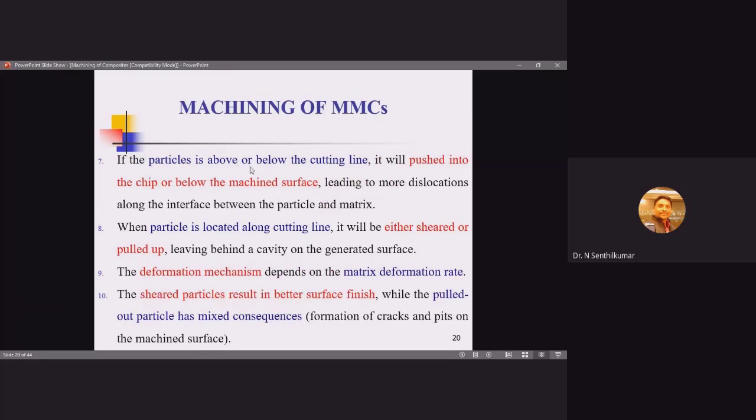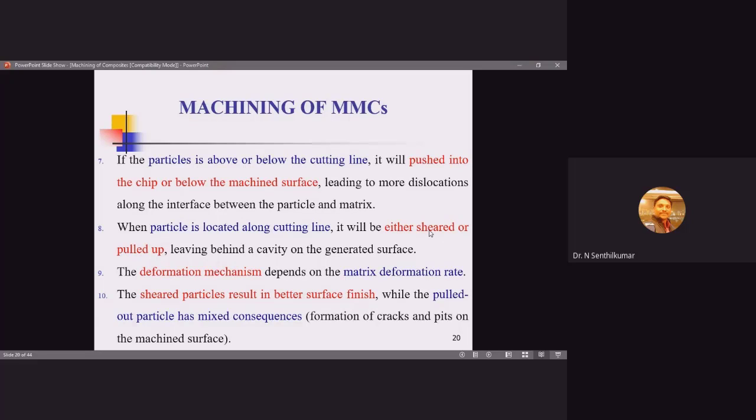If the particle is above the line, it will be pushed into the chip. If the particle is above the tool, it will be sent to the chips. It will be removed along with the chip. If it is below, it will be below the machining surface. But when the particle is located exactly at the cutting line, it will be either pulled out or it will be sheared off. There are only two cases.